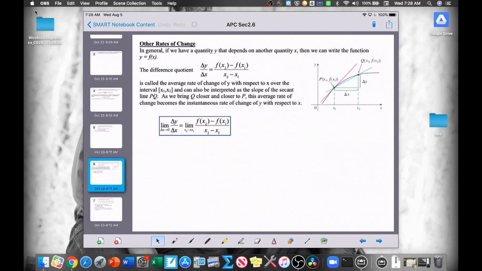The idea is that as we bring that point Q closer and closer to that point P, when we're finding the slope of the line between P and Q, it's a secant line. But as Q inches closer and closer to P, that secant line gets closer and closer to the tangent line at P. And so when we take the limit of those slopes, we are actually finding the tangent line at P, which is the rate of change of the function at point P.